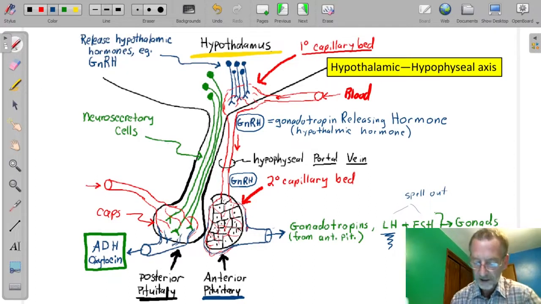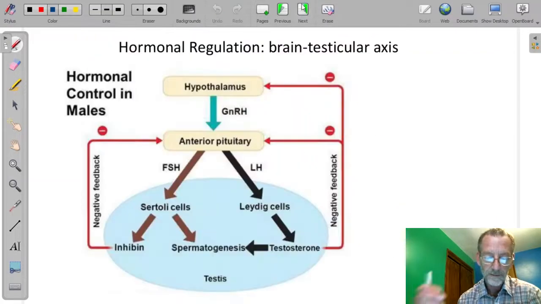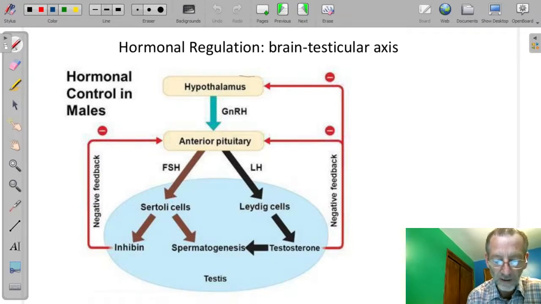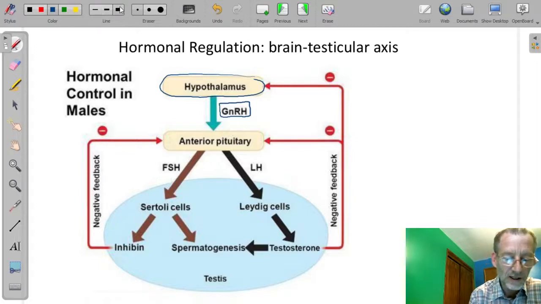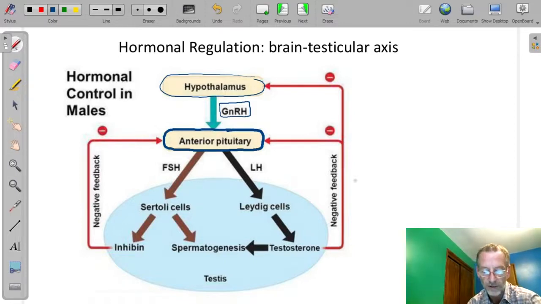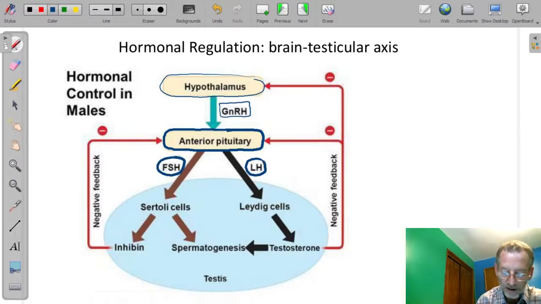Okay, so the next slide takes those two gonadotropins, LH and FSH, to the male gonads. Here's how that basically looks. We have already talked about the hypothalamus releasing gonadotropin releasing hormone, which targets the anterior pituitary. The anterior pituitary releases many hormones. There are 6 of them that we looked at last quarter. We're only following 2 of those, LH and FSH, and they both target the testes. So the blue is a testis.